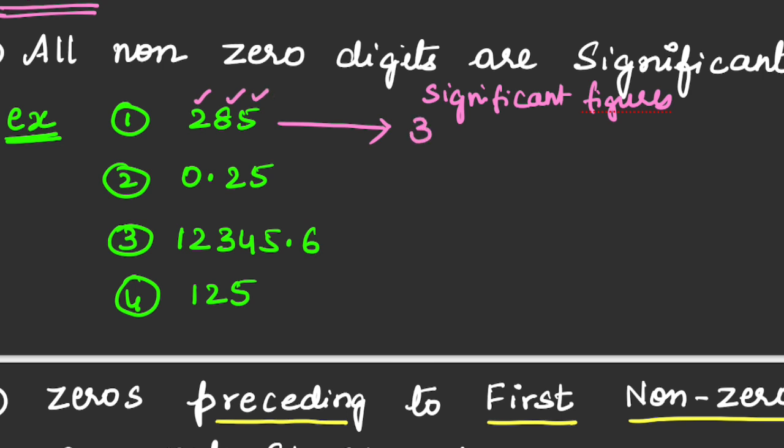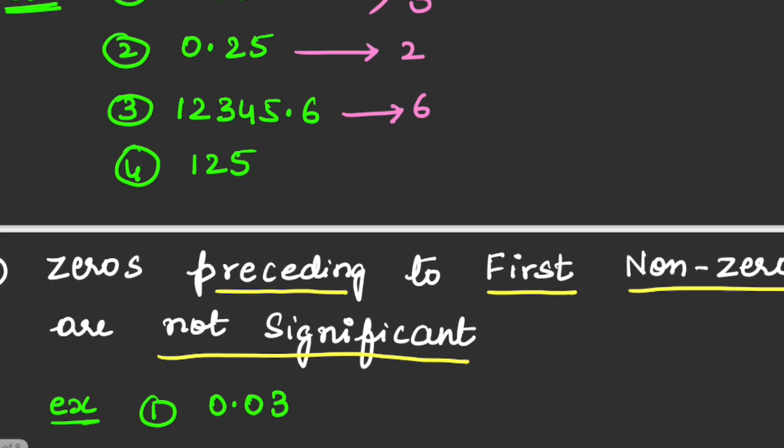In the second question, how many significant figures are there? These two are non-zero digits, and this is 0. So leave 0, count only non-zero digits. There are 1 and 2, so you will write significant figures as 2. Third question, count how many are there: 1, 2, 3, 4, 5, 6. So totally there are 6 significant figures. Then the last question, 125. In this, how many significant figures are there? Write in the comment section.